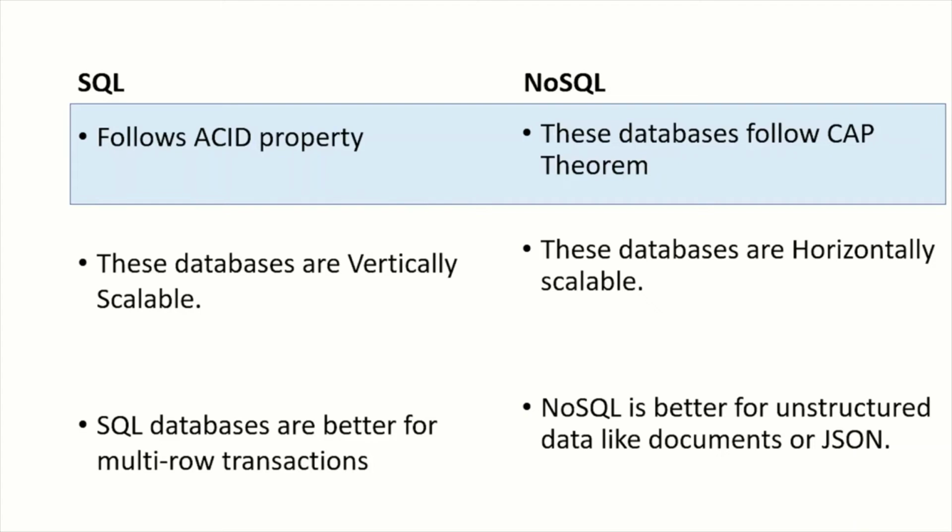SQL databases follow ACID properties. ACID stands for atomicity, consistency, isolation and durability. And NoSQL databases follow the CAP theorem. CAP stands for consistency, availability and partition tolerance.